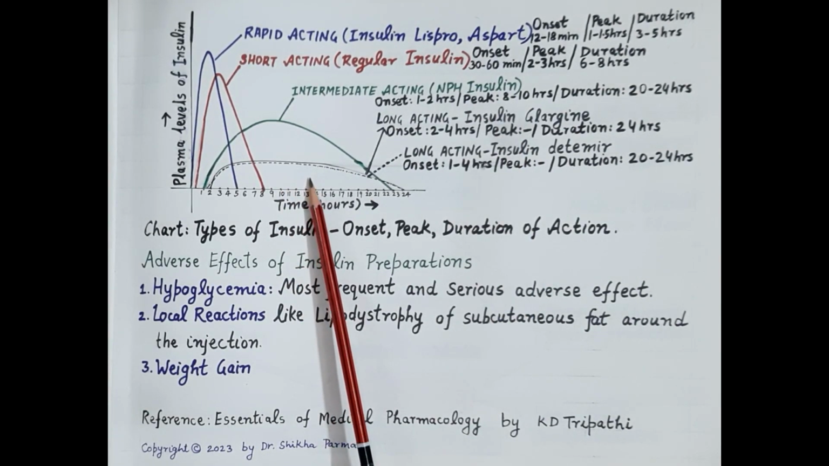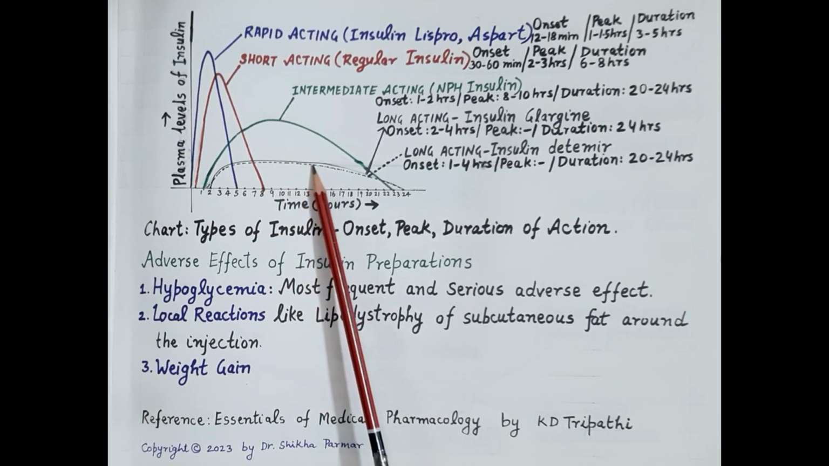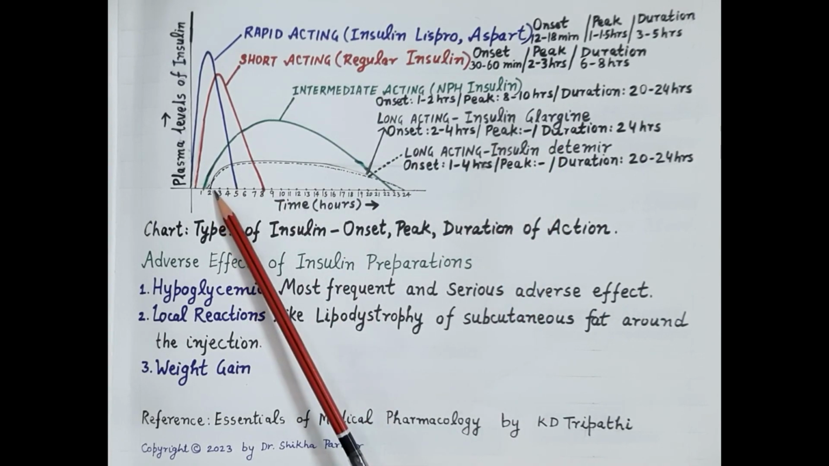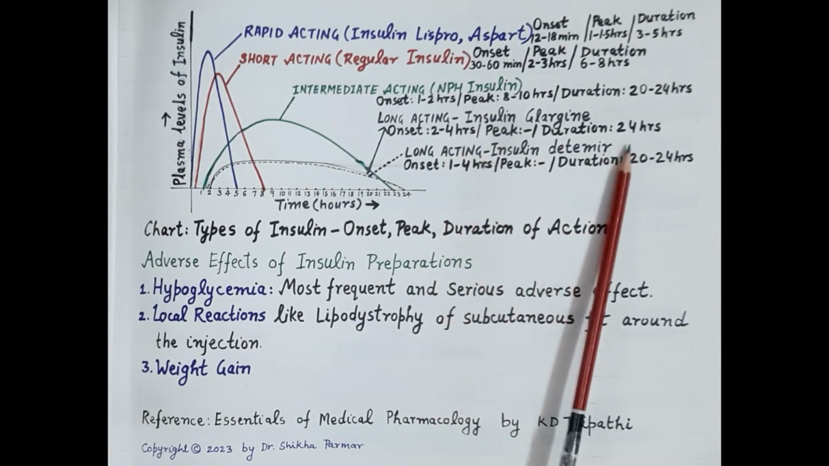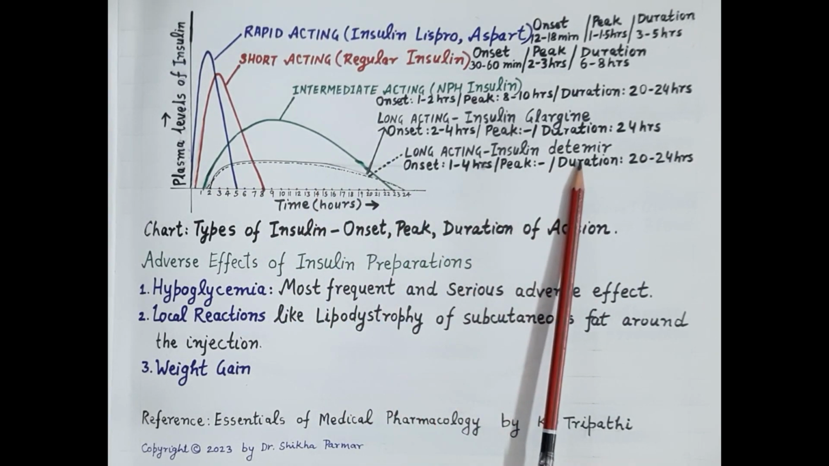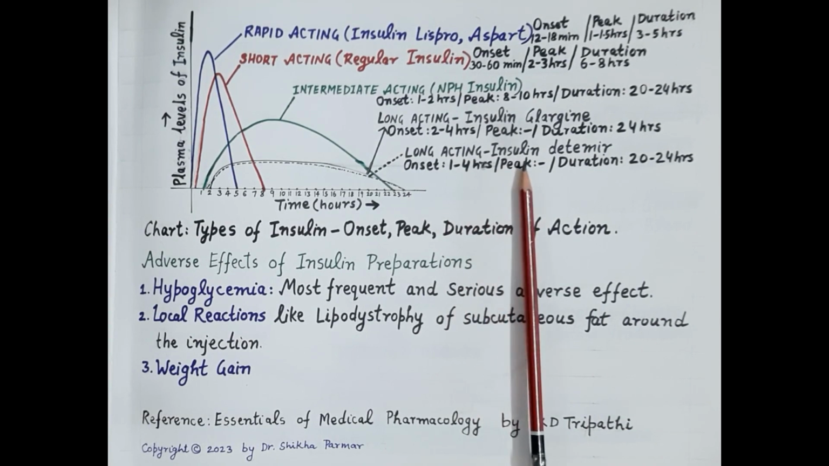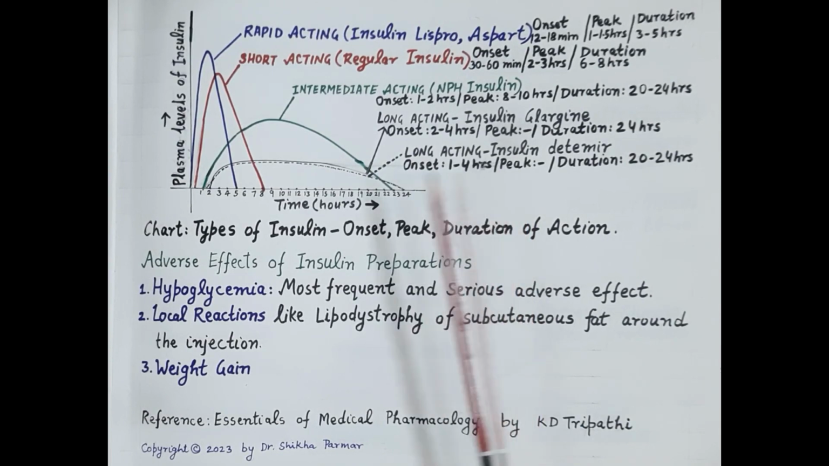These are two graphs for long acting insulin preparations. This graph in solid black line is for insulin glargine. Onset is slow, and it produces its effect in 2 to 4 hours, while the duration is long, 24 hours. This dotted graph represents insulin detemir. The onset is 1 to 4 hours, while the duration of action is 20 to 24 hours. As their duration of action is 24 hours, they are termed as long acting insulin preparations, and these are usually administered once daily.